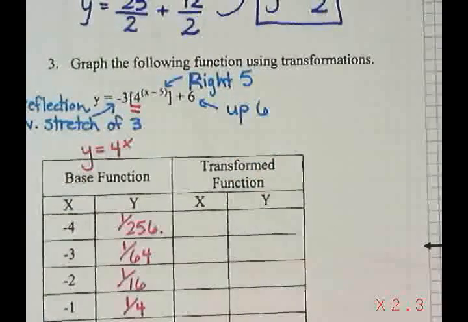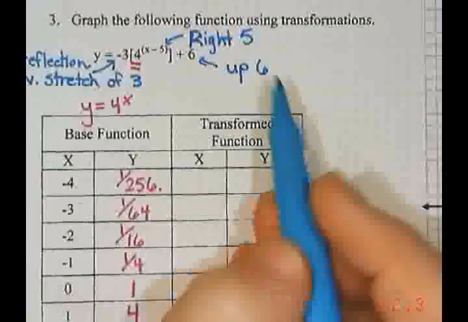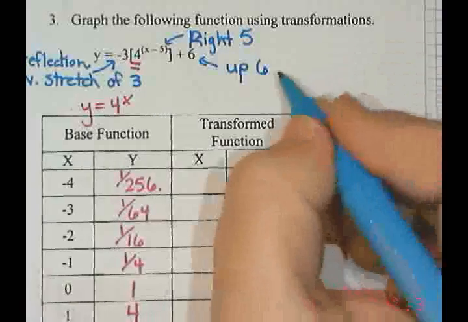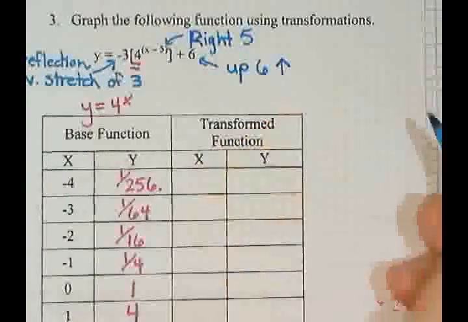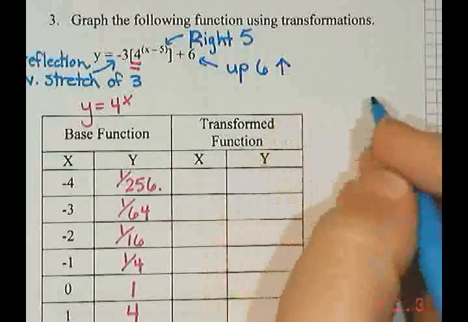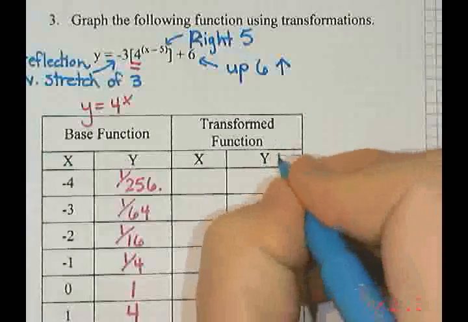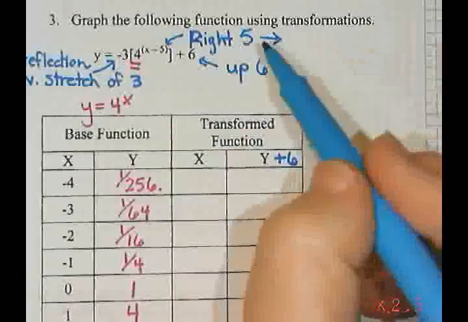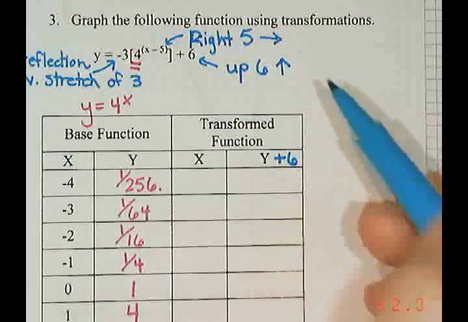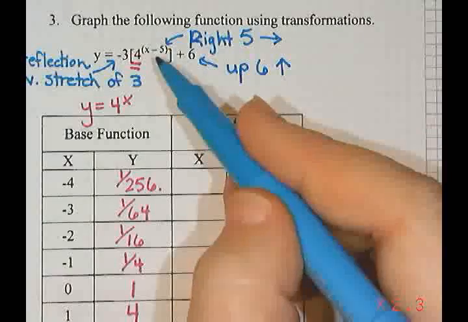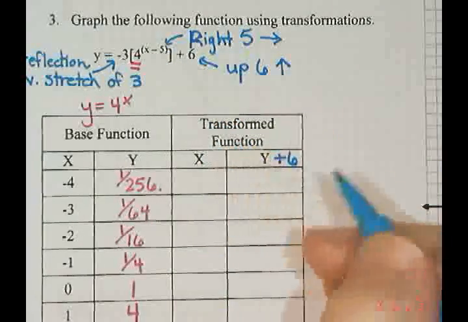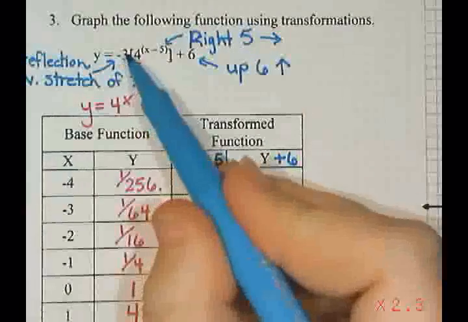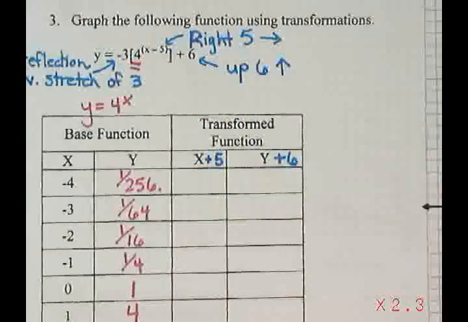So we're going to take our function, we're going to take our table of values and figure out which of these affect the x and which of these affect the y. So if I'm moving up 6, that is changing the y values, and we're just going to add 6 onto them. Right 5 is going to change my x values by moving it to the side. Now, it's a minus 5 in the bracket, which tells me I'm going to do the opposite and add 5 here. And then the reflection and the vertical stretch of 3, we do those together.